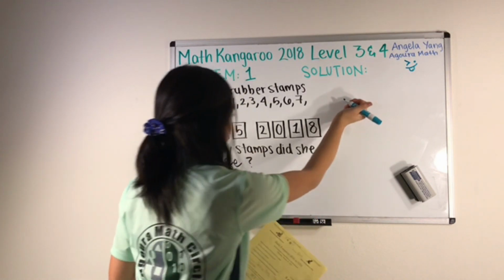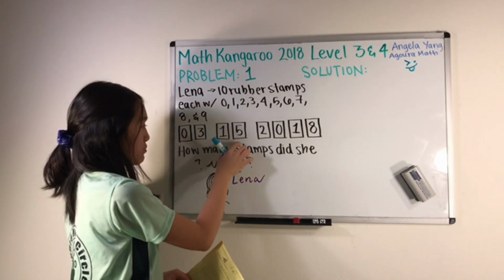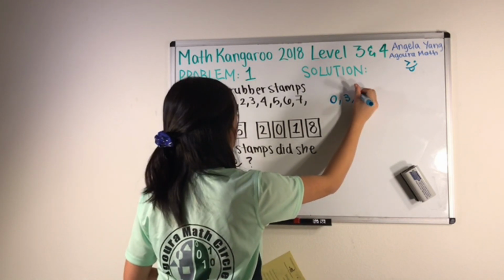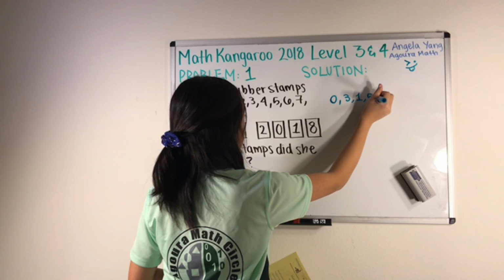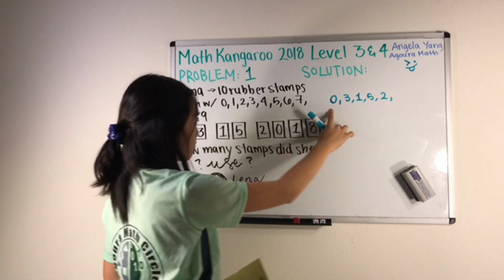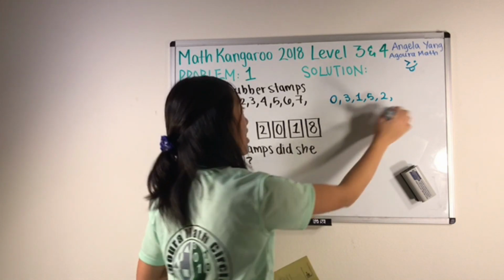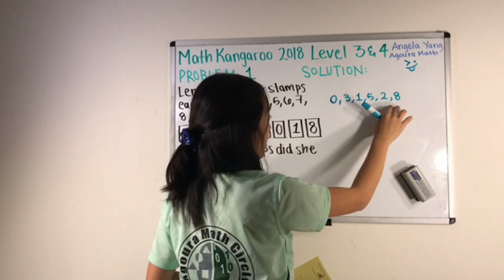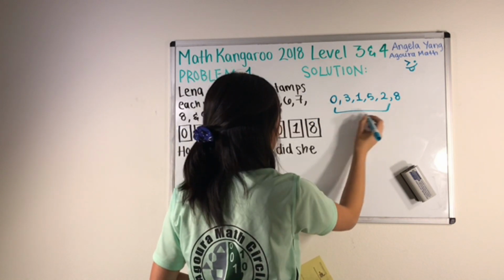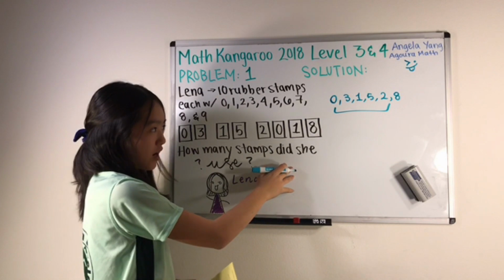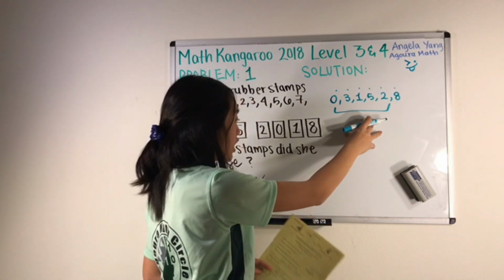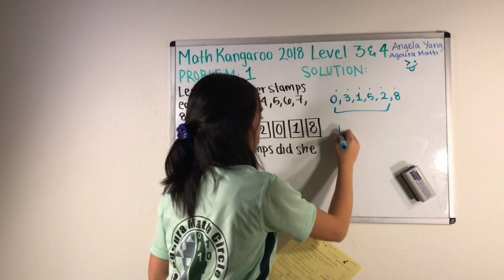So, if we go through, let's just identify all the different numbers that she uses. So we have 0, 3, 1, 5, 2, another 0, but we already counted that as a distinct digit, another 1, but we already have that, and then an 8, which we haven't seen yet. That means she has 6 distinct digits that she's using to stamp the date of the Math Kangaroo contest. So 1, 2, 3, 4, 5, 6. If you add these all up, you get the answer of letter B, which is 6.